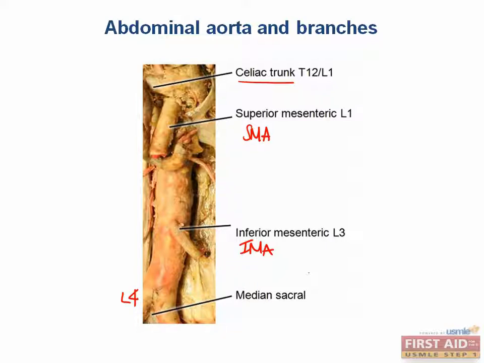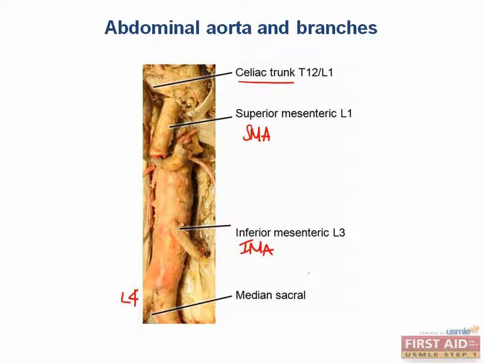So from T12 down to L4, we have the celiac trunk, the superior mesenteric arteries, the renal arteries, the testicular or ovarian arteries, the IMA, and lastly the bifurcation. At the bifurcation, the aorta divides into the left and right common iliac arteries, and then the common iliacs bifurcate shortly after into the internal and external iliacs.